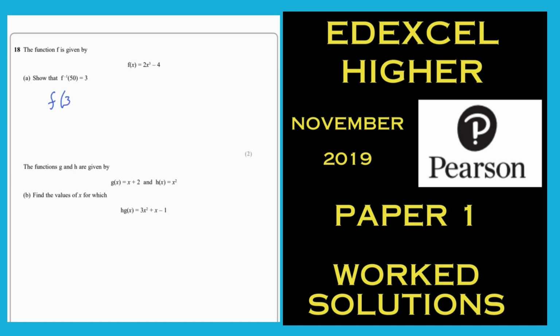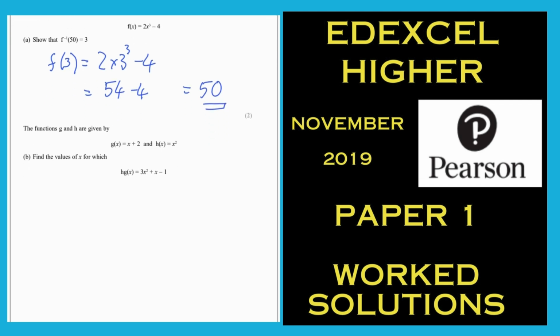The f of the normal function, not the inverse function, I'm going to stick 3 into this. 2 lots of 3 cubed, non-calc BIDMAS. 3 cubed is 27, doubled, and hey presto, we've done.